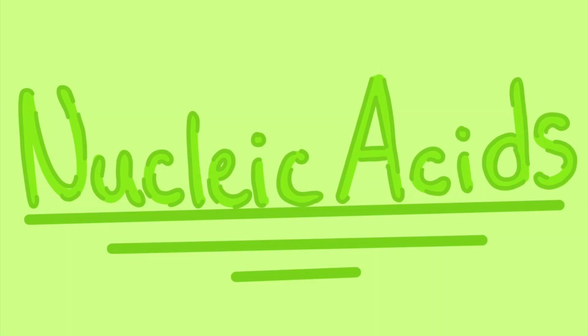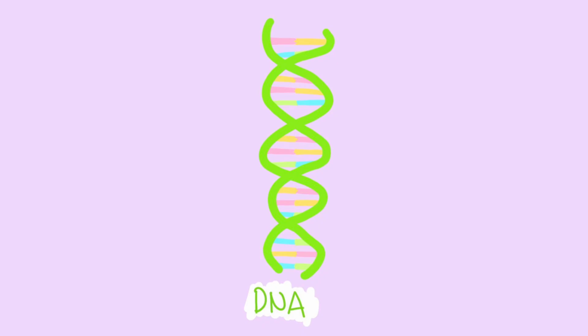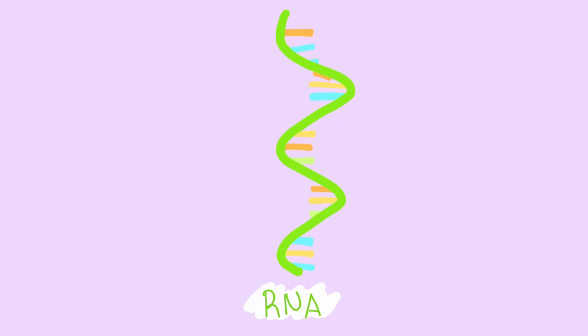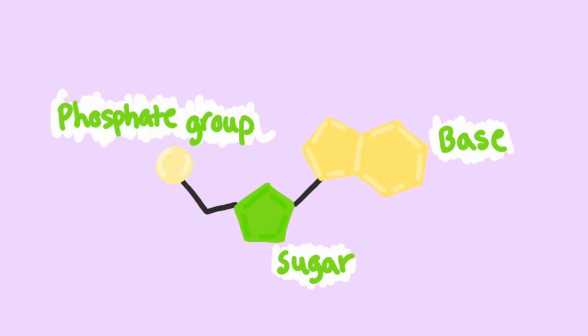Nucleic acids. Nucleic acids include DNA, deoxyribonucleic acid, and RNA, ribonucleic acid. These molecules are made up of three things: a phosphate group, a sugar, and a base pair. The sugar for DNA and RNA differ, as deoxyribose, which is found in DNA, has one less oxygen, and ribose, which is found in RNA, has one more oxygen.